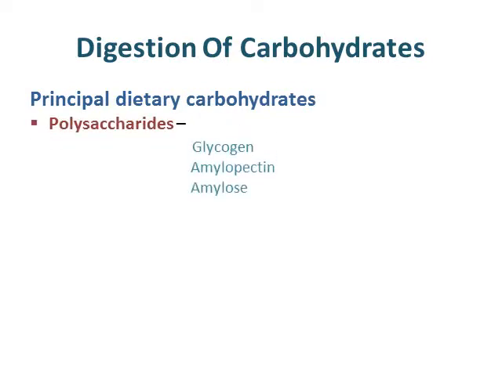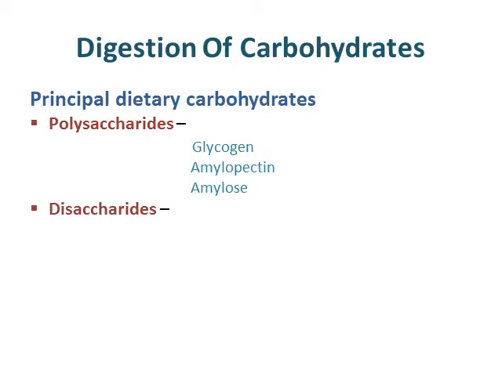In glycogen, the glucose molecules are mainly in straight chains, that is, 1,4-alpha linkages, but some branching is also present, that is, 1,6-alpha linkages. Amylopectin constitutes 80 to 90% of dietary polysaccharides, but is less branched. But amylose is a straight chain with 1,4-alpha linkages. Glycogen is of animal origin, whereas amylopectin and amylose are of plant origin.